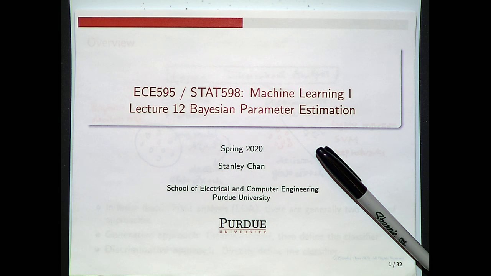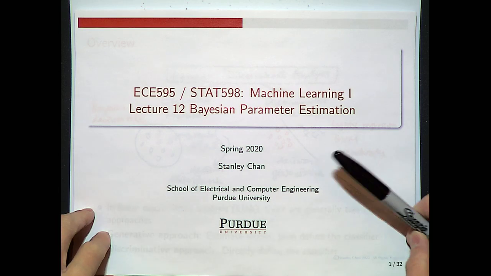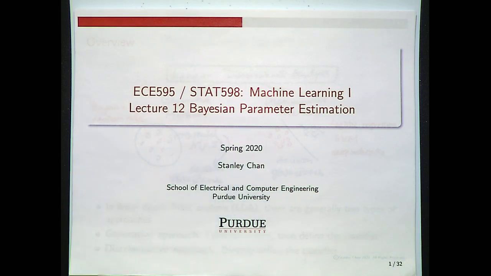Okay, good afternoon, everyone. So we are going to talk about Bayesian parameter estimation today. This is the second part of our discussion on parameter estimation. Last time we talked about maximum likelihood, which doesn't assume any prior knowledge. So today we are going to assume some prior knowledge and see how this prior knowledge is going to help us in estimating the model parameters.